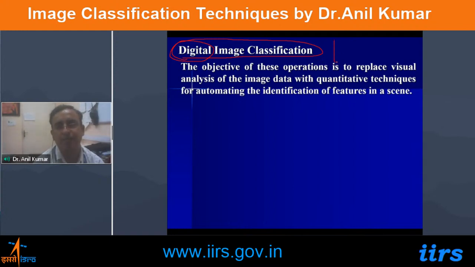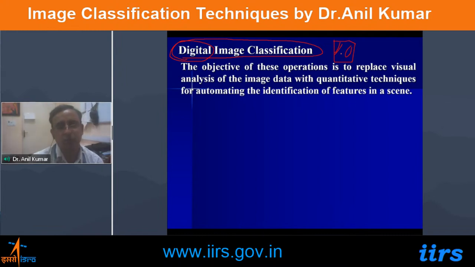We can have a hard copy paper print of the image, and here we can do tracing of river, forest, and then built up area, agricultural land. Visually we can trace, but that is time consuming and difficult to edit once we trace it.